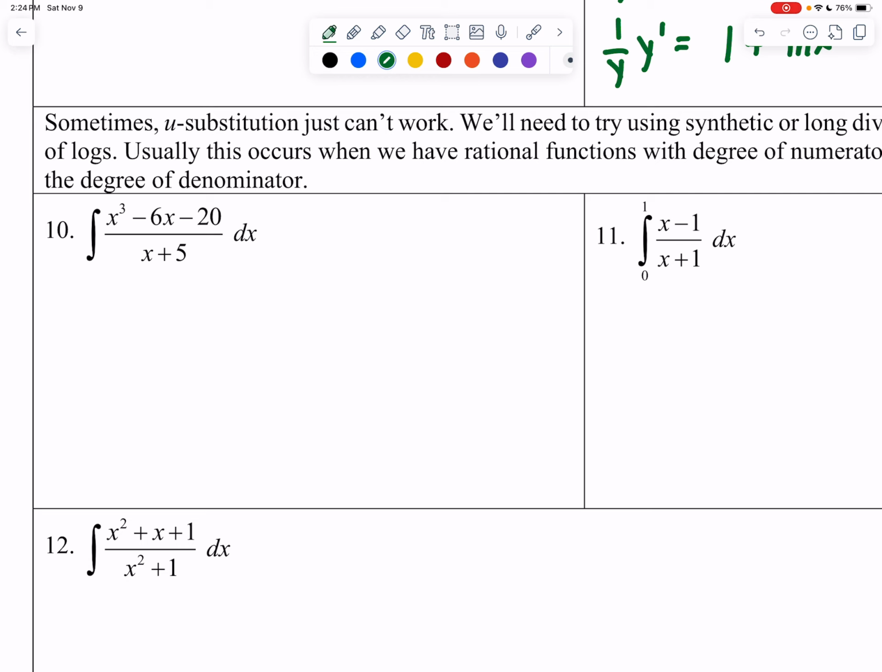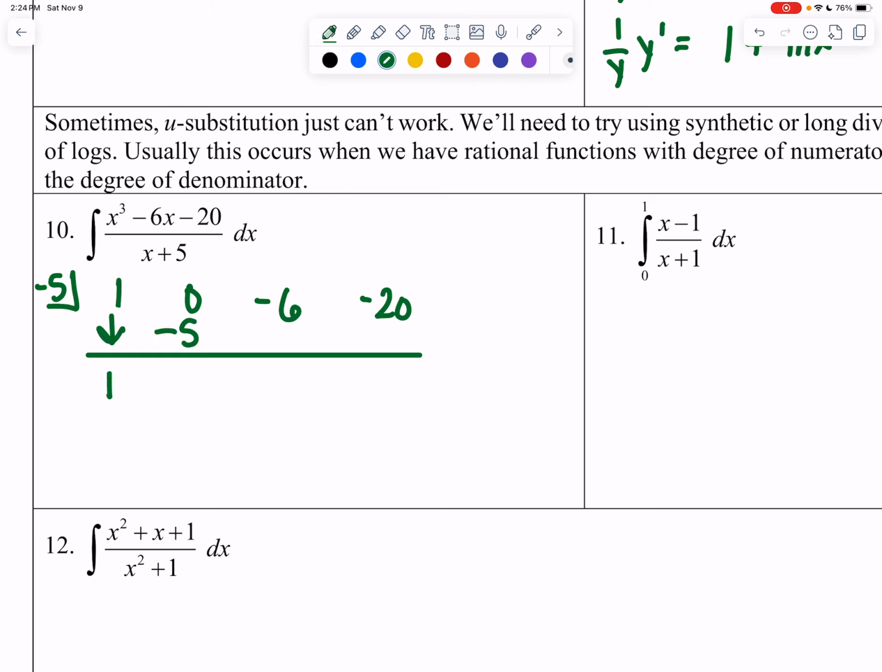In this case, for number 10, I'm going to use synthetic because I think it's a little bit easier, because your denominator is a linear function. So then I have 1, 0, negative 6, and negative 20. Make sure that you have a placeholder for x squared, and then use synthetic division.